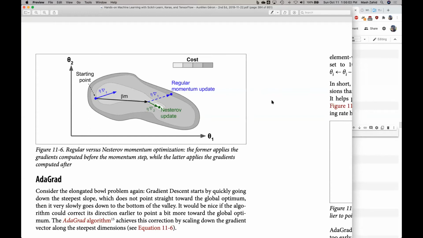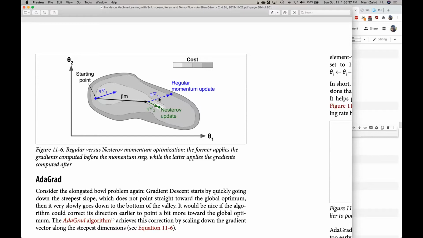But if you instead apply the gradient, if you instead jump ahead first by beta m and apply the gradient at the point indicated by the tip of the black arrow, calculate the gradient there, and then you add it there, that gives you the green arrow, which takes you directly towards the minimum. If you didn't do the look ahead thing, you would apply the same as the solid blue arrow there, which is the dotted blue arrow.